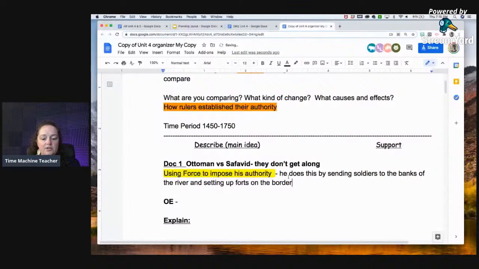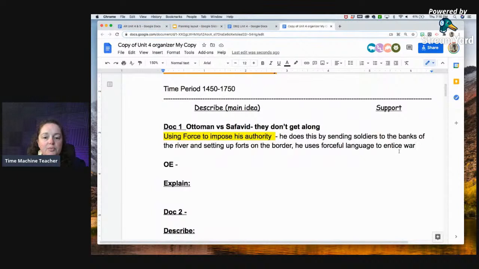He uses threatening language. Let's see, what's another word we could put for threatening? He uses forceful language to not accuse, but to entice war. Okay, you're just putting that into your own words. That's parts of the document. That would be your supports part. But if you put it in your own words right away, then it's ready to go when you write your DBQ.